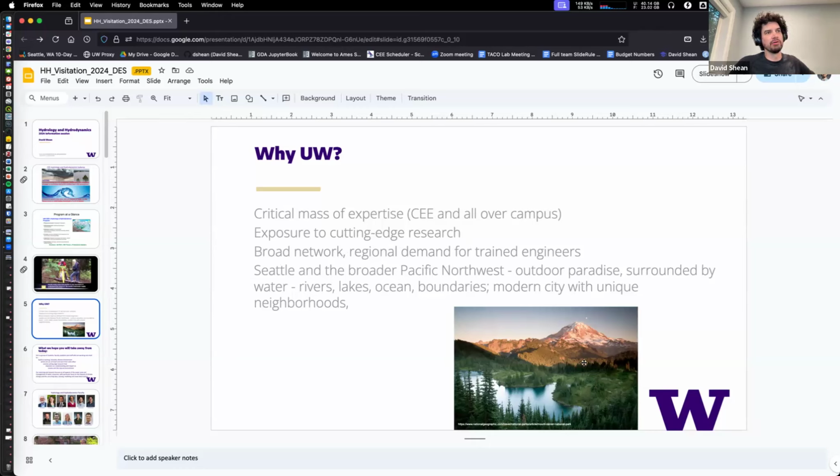And I don't know if people here live in the Northwest, but it's gorgeous. It's one of the reasons why I came to graduate school here. It's an outdoor paradise and it's an amazing place to study water.